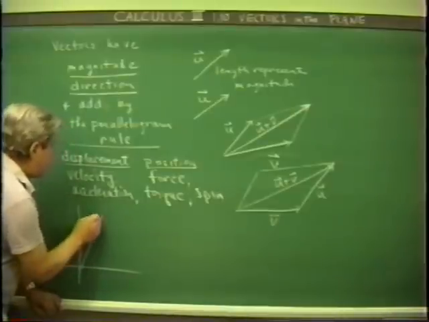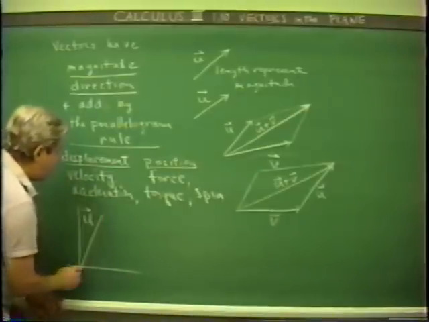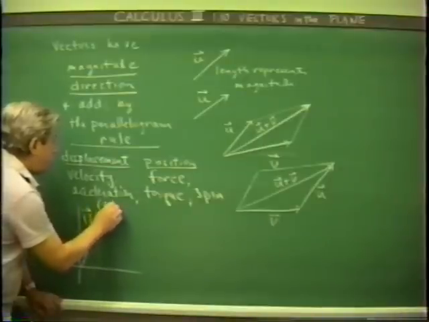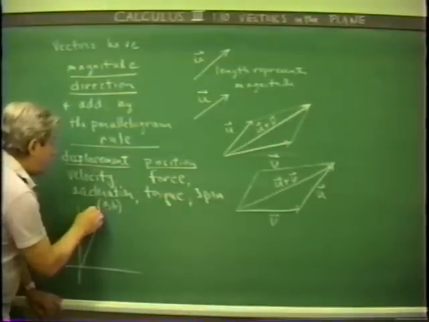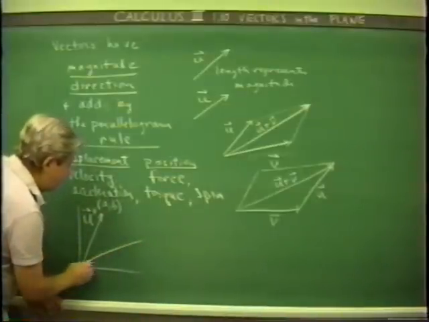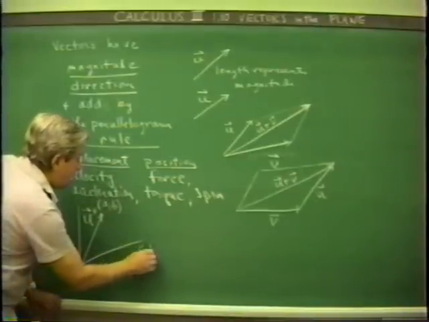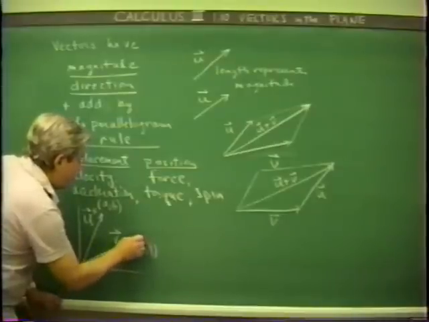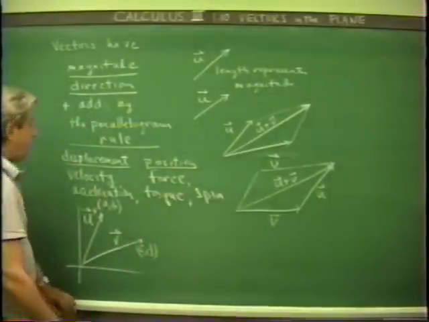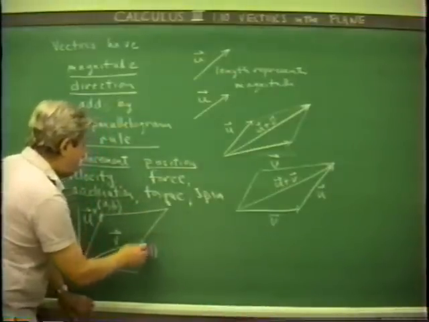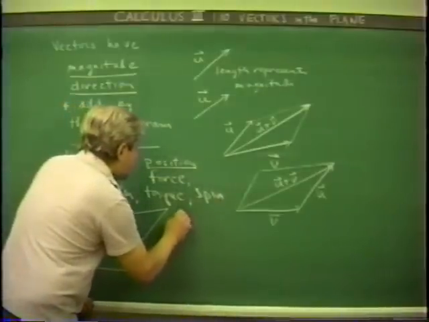If we look in the plane, we usually identify a vector u with the representation of it that starts at the origin. And so this is the vector u, and it ends at (a, b). We represent u by the point (a, b). And a vector v, then, if it ends at (c, d), we represent it by the pair (c, d).